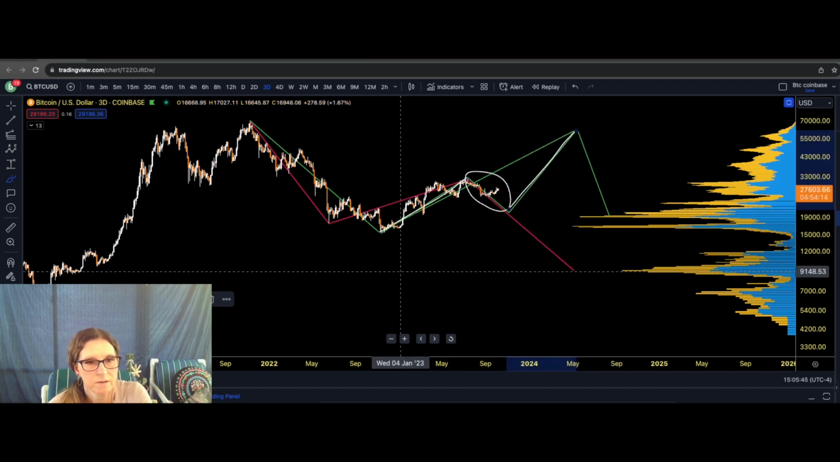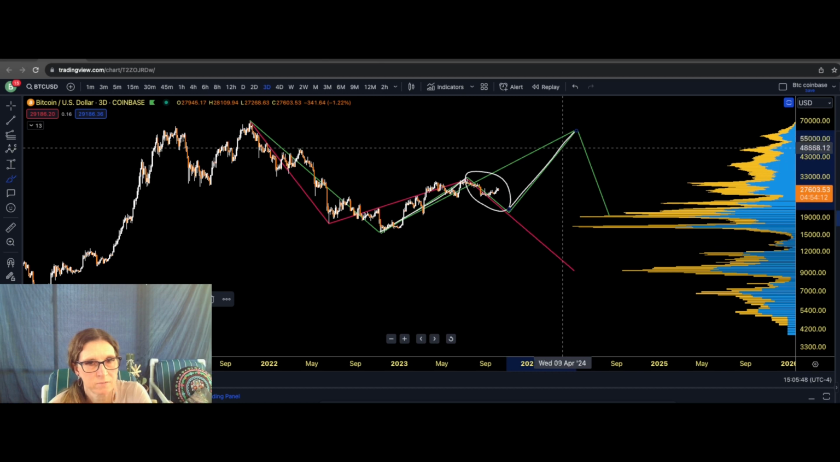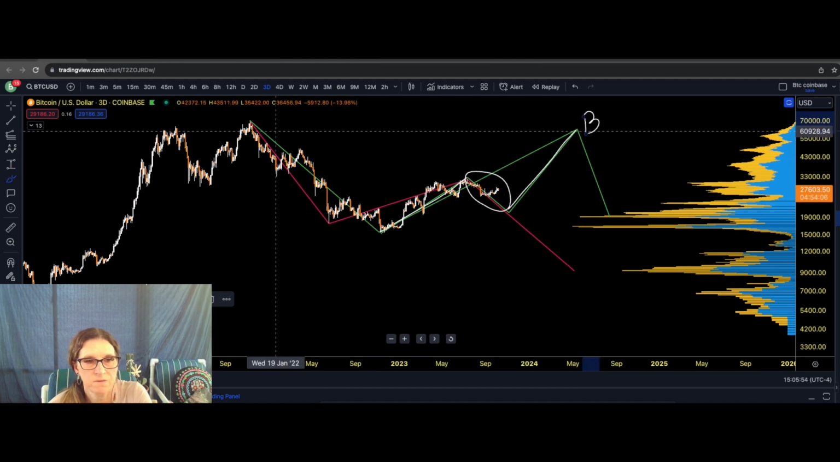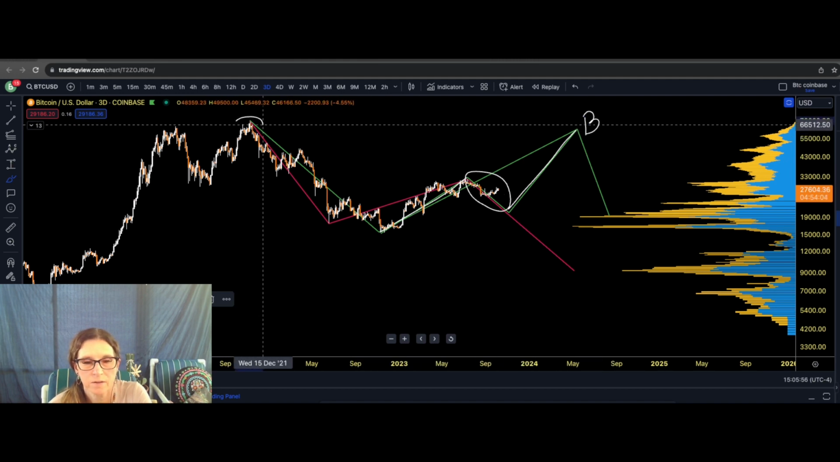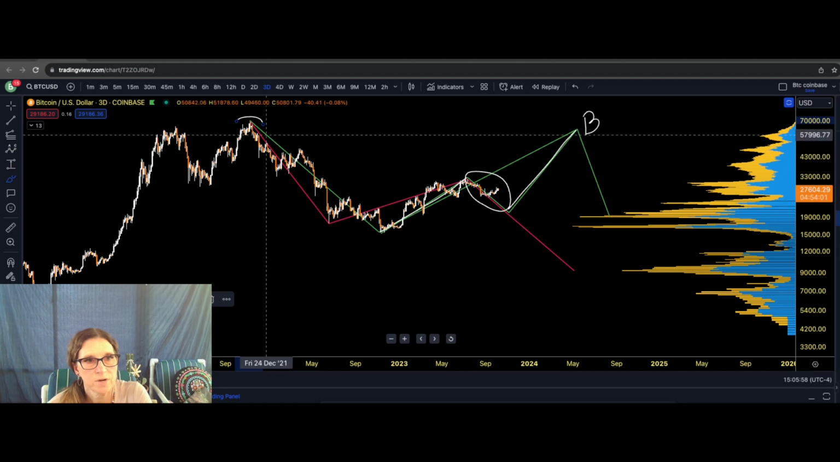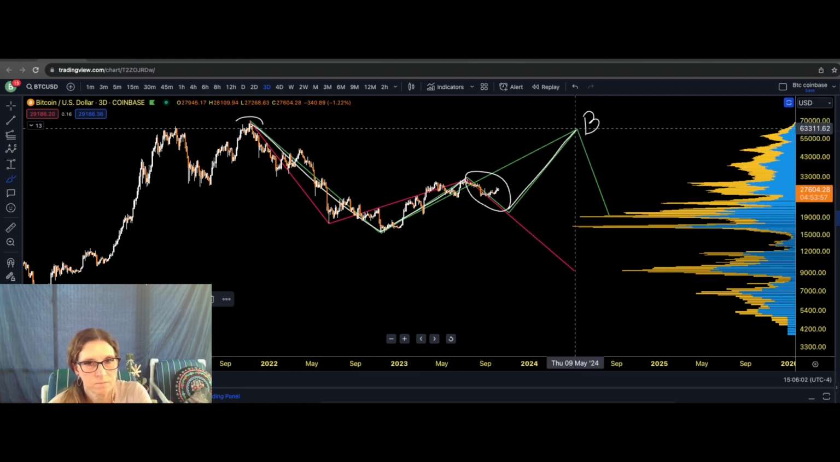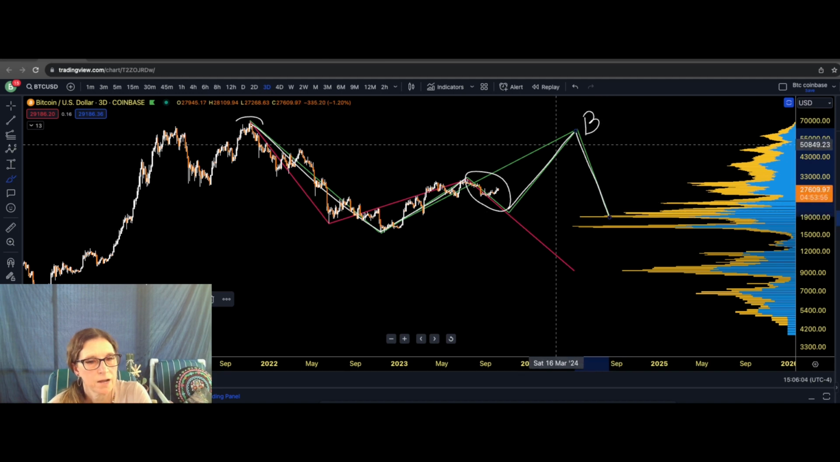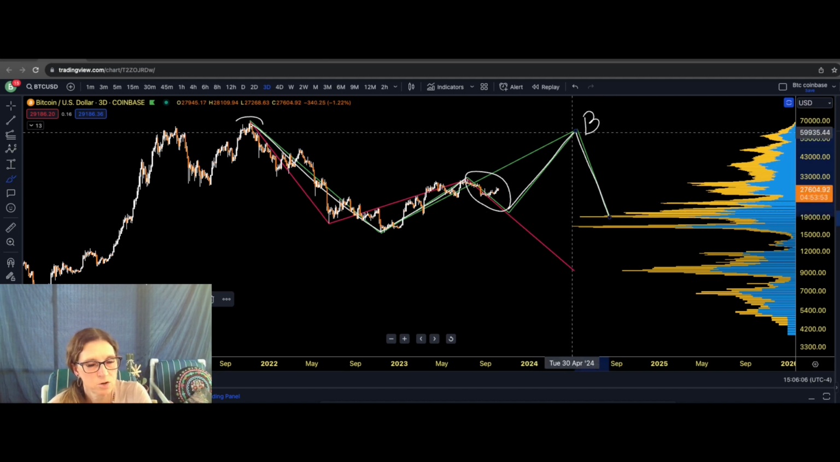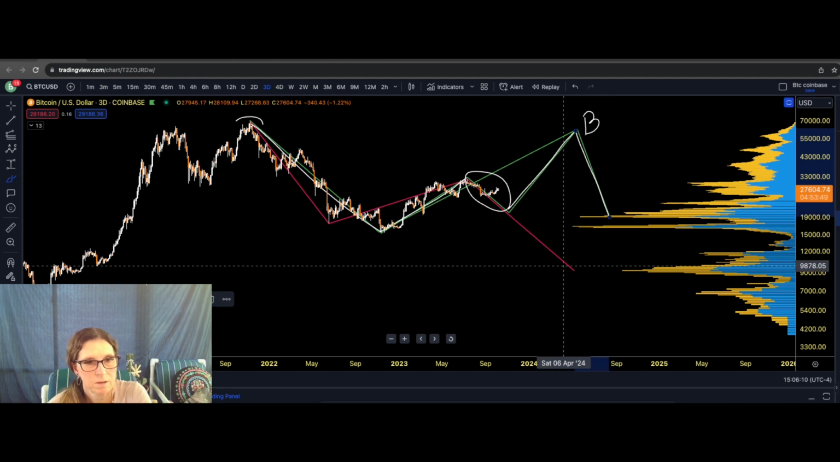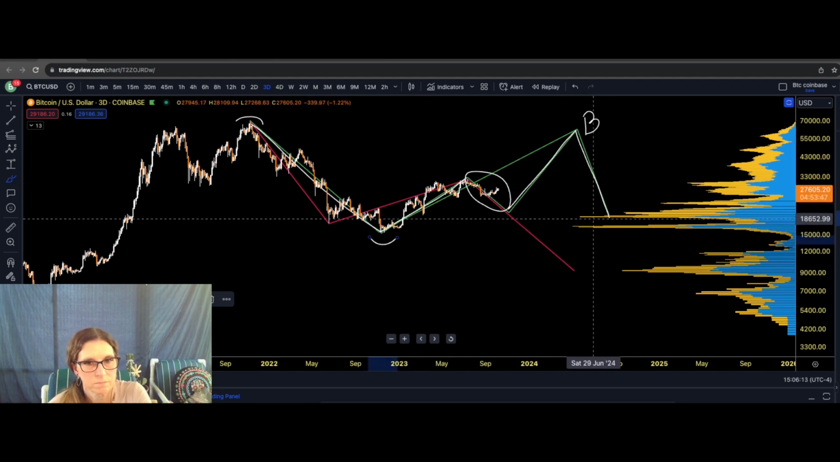This would create a higher bear market rally. This would be a B wave, and the higher the B, the more bullish. It could even break the all-time high. And then the green leg will get a partner to the downside. The higher the B, the better, because when the partner leg comes, it could potentially make a higher low here.